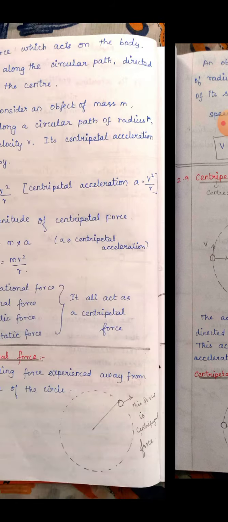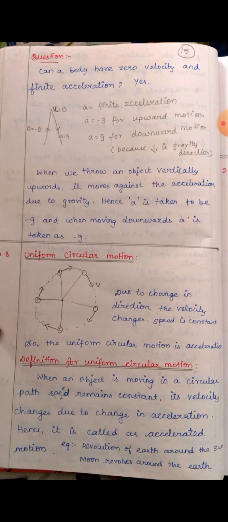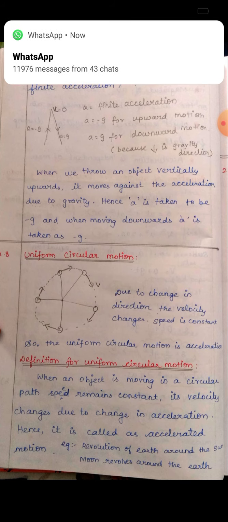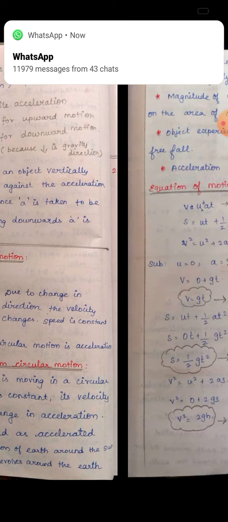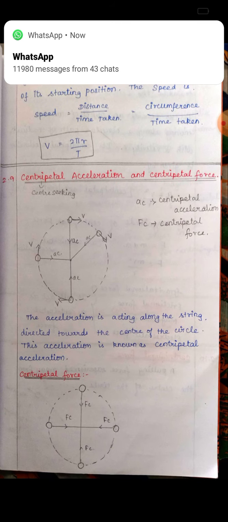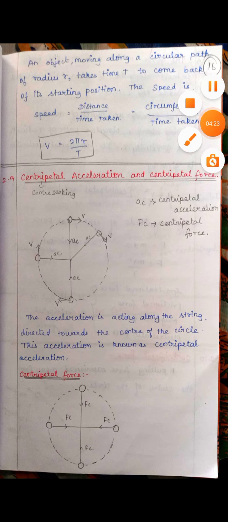So what is uniform circular motion? When an object is moving in a uniform circular path, its speed remains constant. Its velocity changes due to change in direction. For example, the earth revolves around the sun, the moon revolves around the earth. These are examples of uniform circular motion. So, while calculating, speed is equal to circumference by time taken, so v is equal to 2 pi r by t. Are you clear?